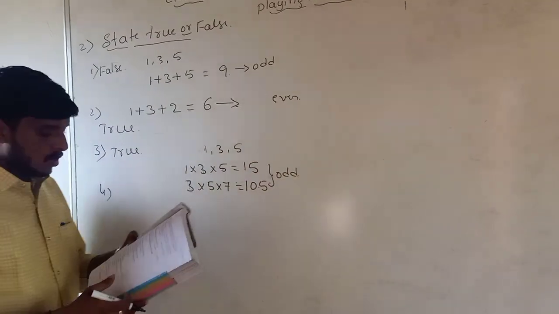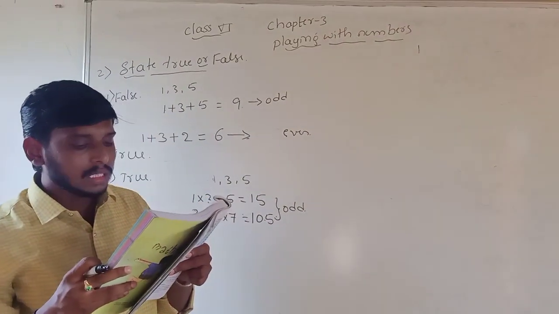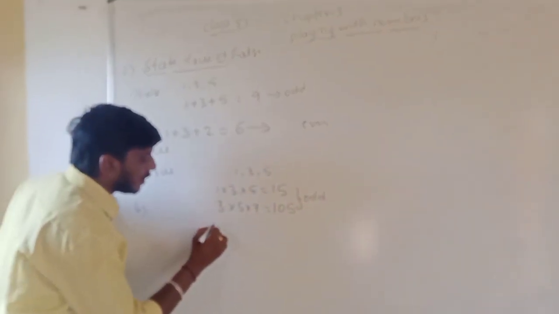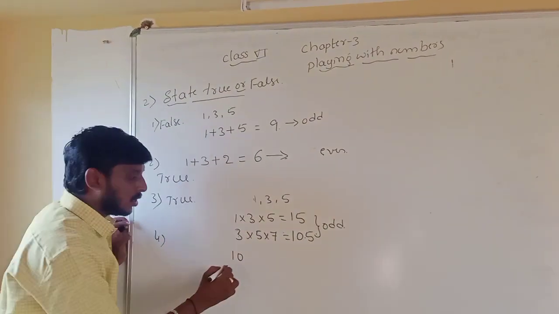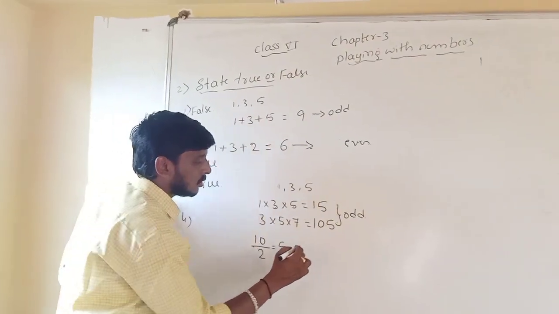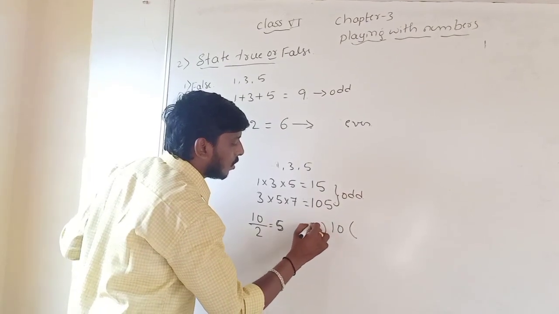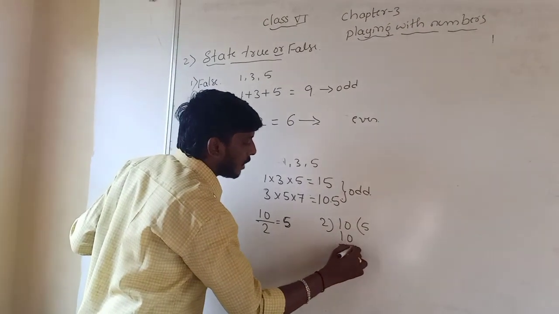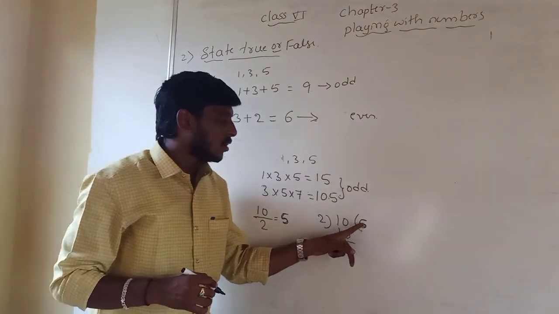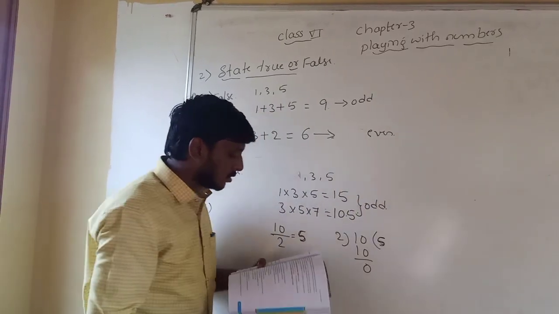So fourth one. What is the fourth question? If an even number is divided by 2, the quotient is always odd. Even number divided by 2. First I will select 10. 10 is an even number. Divided by 2. 2 ones are 2, 2 fives are 10. So what is the quotient? The quotient is 5, an odd number. One more example I will take.